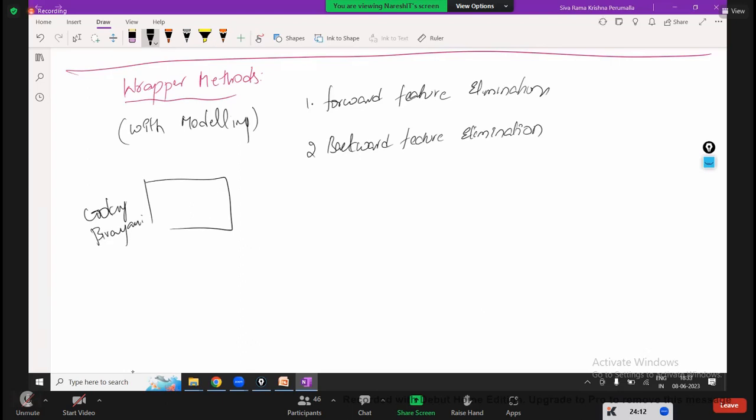For example, you have a total of 10 columns. First, you are going to start with only one variable, the one which has a very high correlation. That one variable only you are going to select. And second, you are adding two variables. And now you are going to see how the model performance is. Now you are adding one more variable, how is the model performance? Adding one more variable, how is the performance? Adding one more variable, how is the performance?